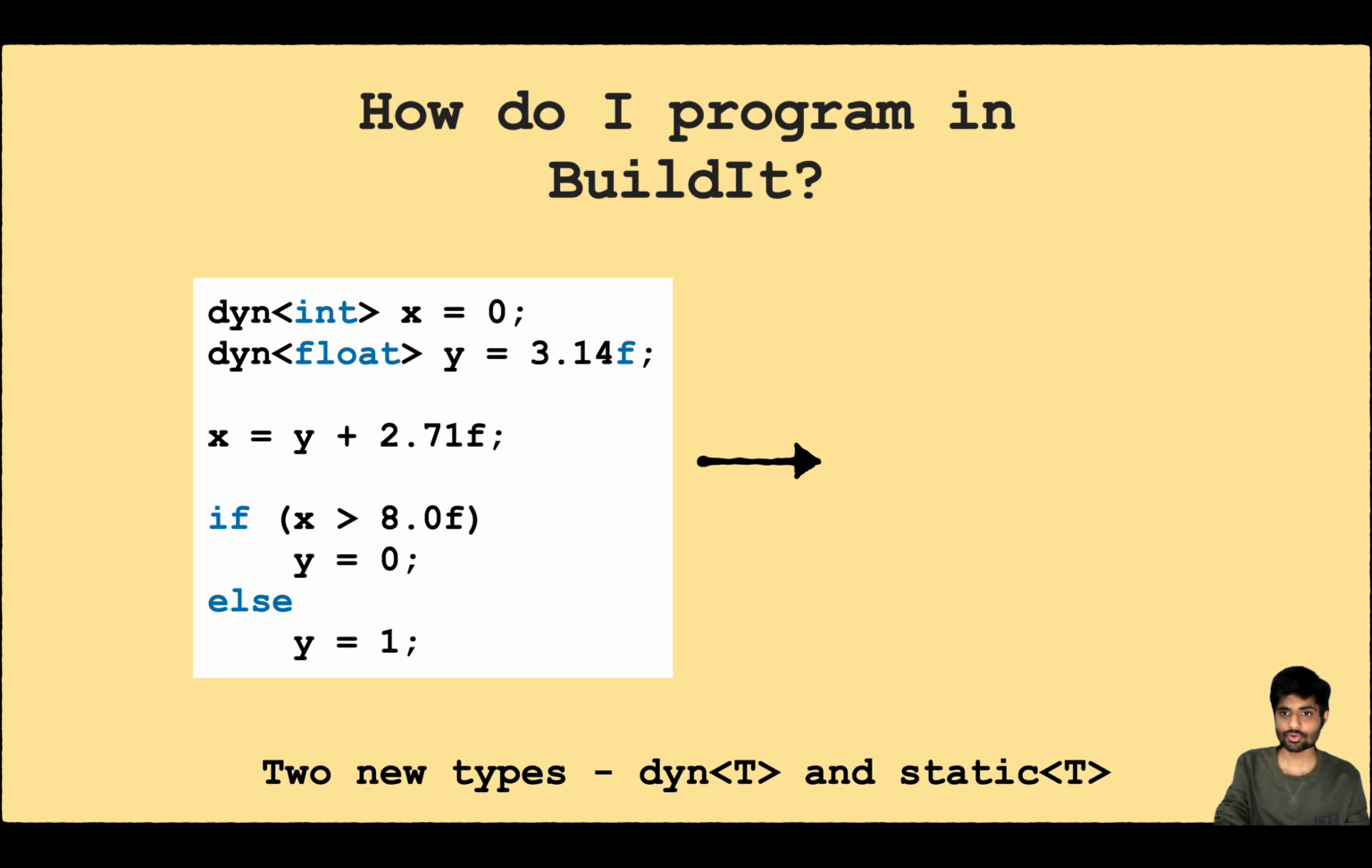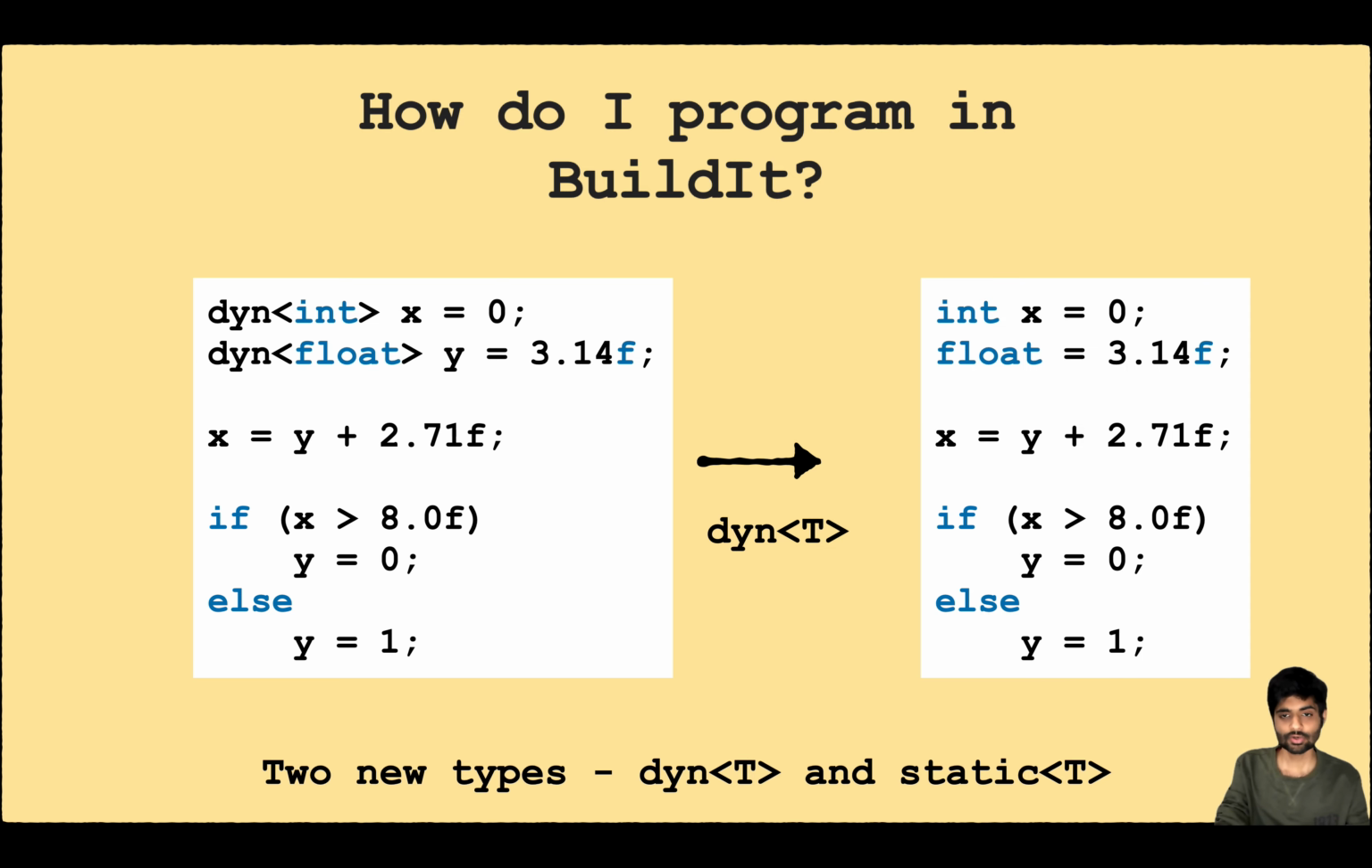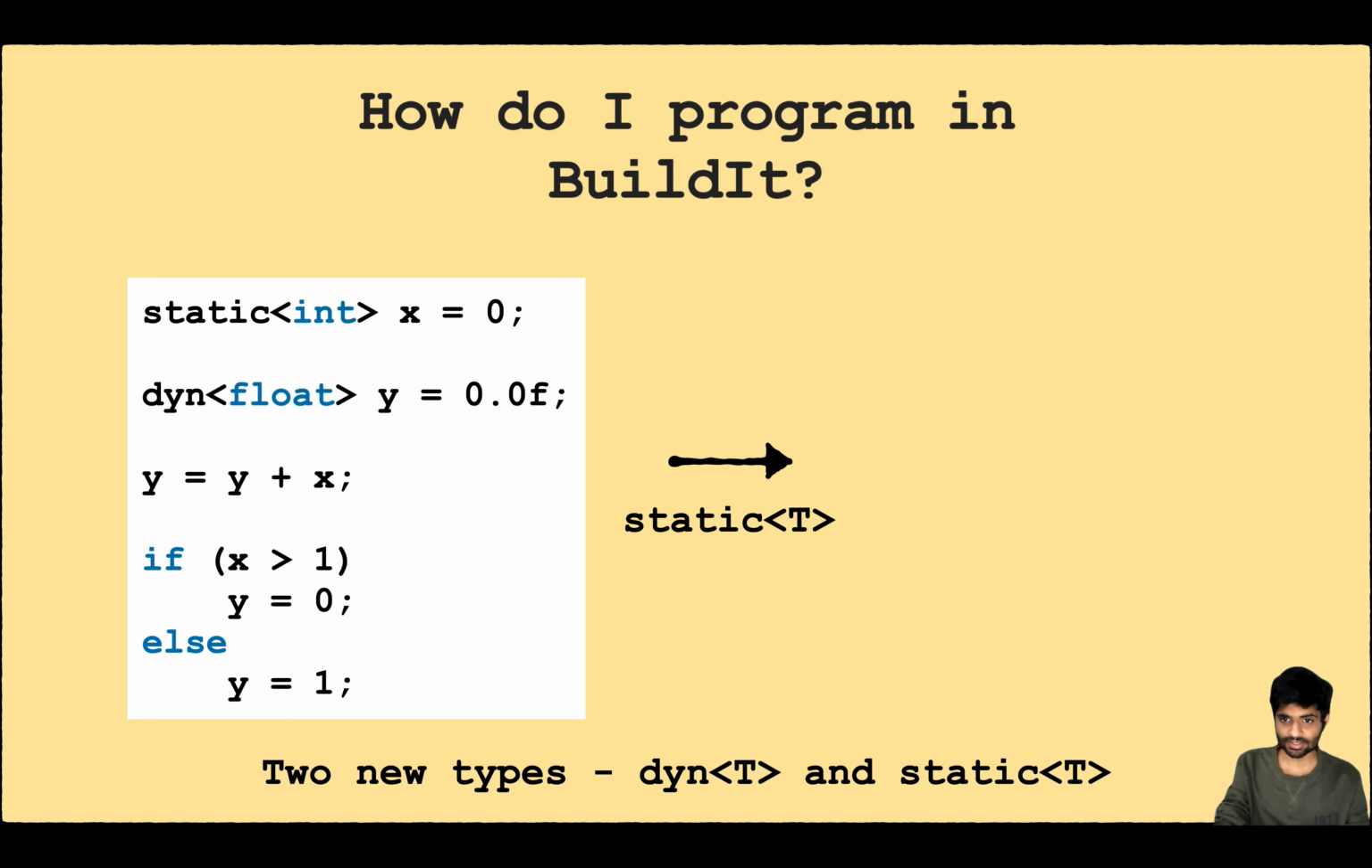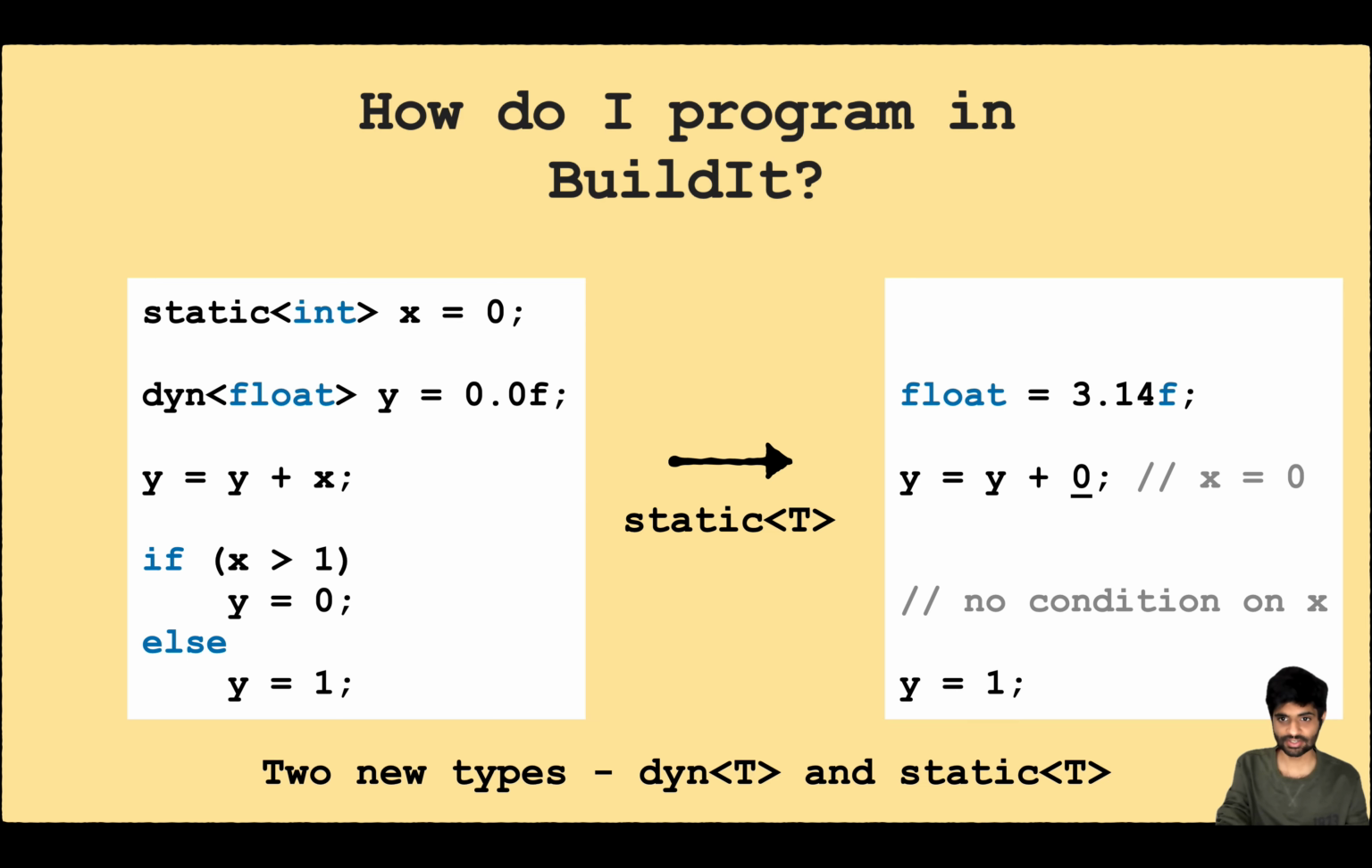Let us now look at these types in detail. The dynamic T type is used to declare variables and expressions that are to be evaluated in the second stage. Any expression written using these types will produce the same expression in the second stage source code. This also applies to control flow constructs like if, then, else, and loops. The second type, static T, is used to declare variables and expressions that are evaluated in the first stage. These expressions are completely evaluated in the first stage and simply appear as constants in the second stage. All the control flow based on these types are also completely evaluated to just produce the code from the dynamic T expressions.